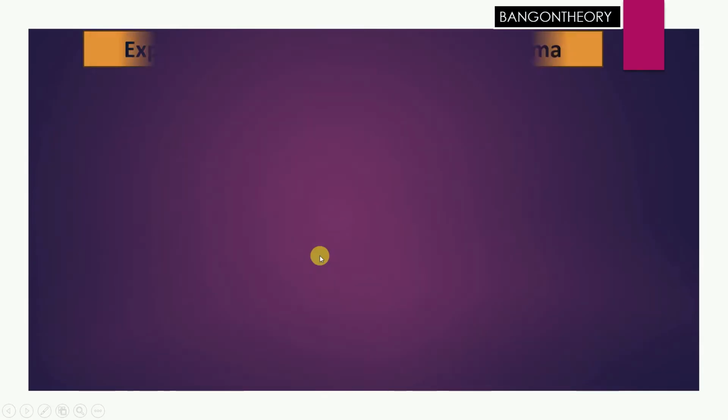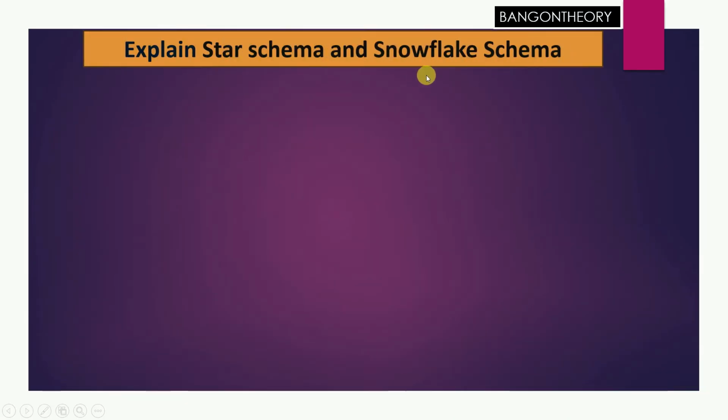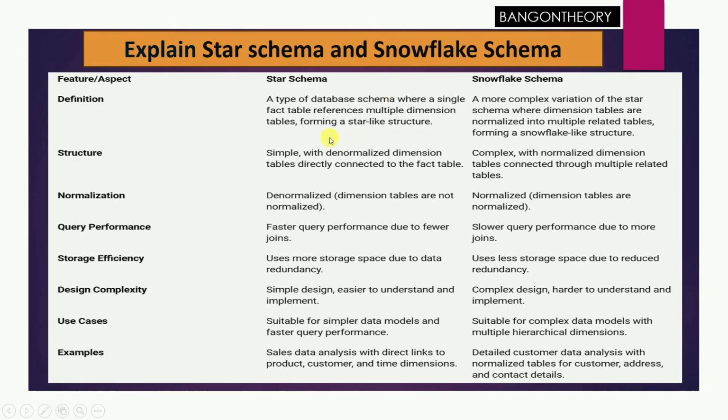Okay, so the next question is, explain star schema and snowflake schema. The star schema is a type of database schema where a single fact table references multiple dimension tables, like a star structure. The snowflake schema is a more complex variation of the star schema where dimension tables are normalized into multiple related tables, like a snowflake structure. The star schema is simple, with denormalized dimension tables directly connected to the fact table, and the snowflake is complex, with normalized dimension tables connected through multiple related tables.